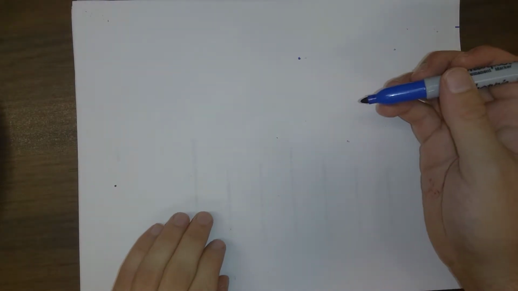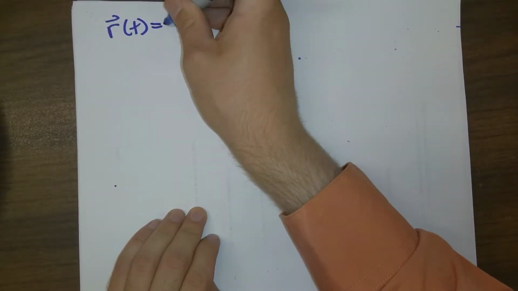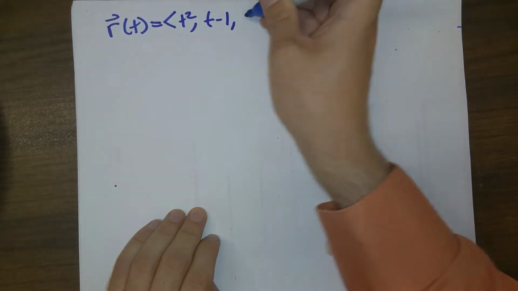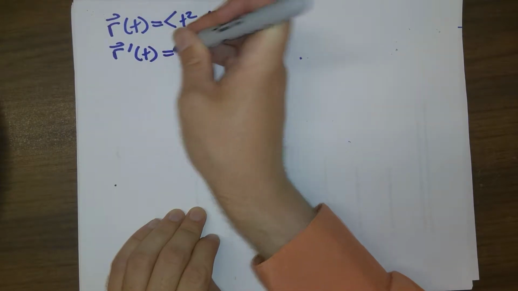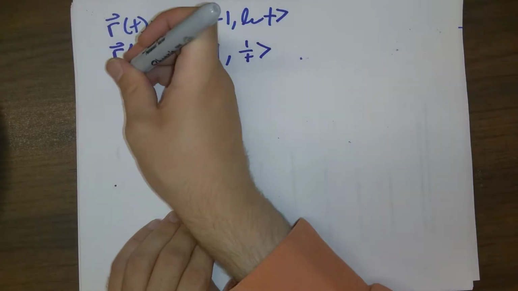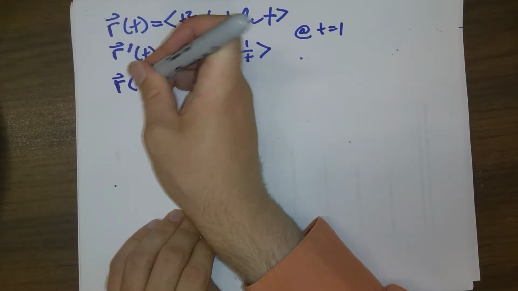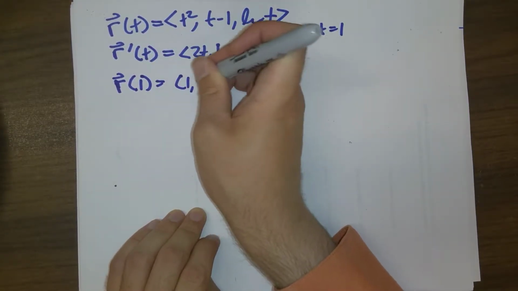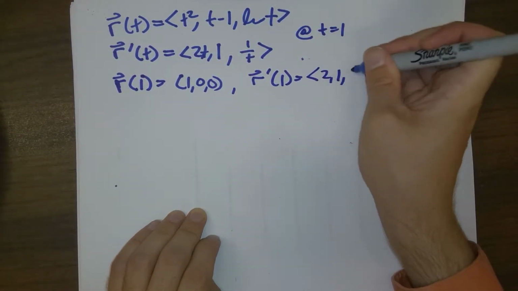We learned how to use the derivative to find a tangent line to a vector valued function. So the example that we did was r of t is t squared, t minus 1, log t. And so we can compute that r prime of t is 2t, 1, and 1 over t. And we were doing this when t was equal to 1. And so we found that r of 1 was 1, 0, 0. R prime of 1 was 2, 1, 1.